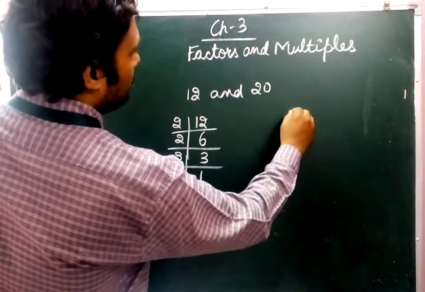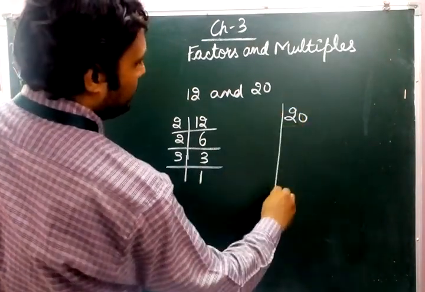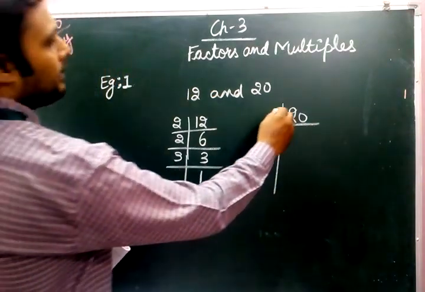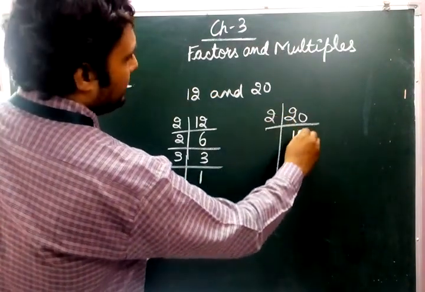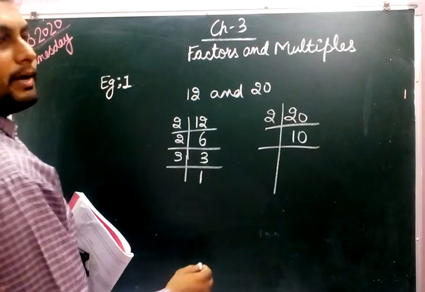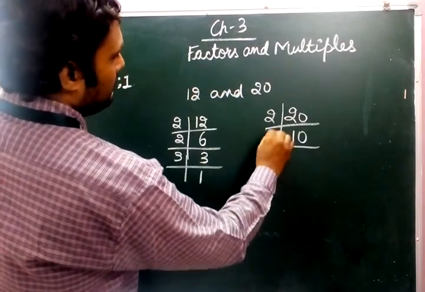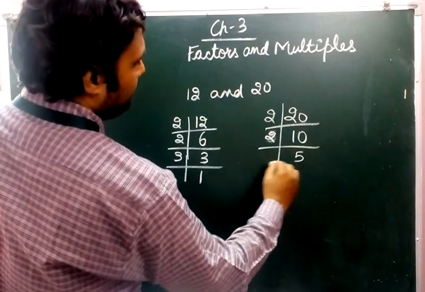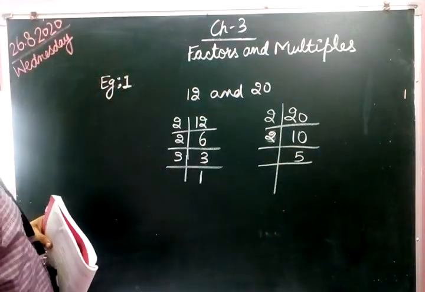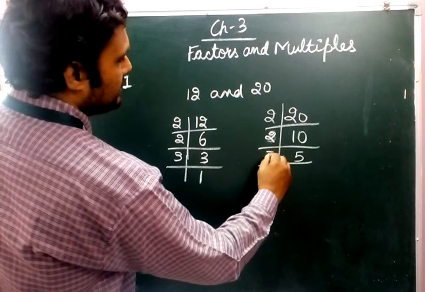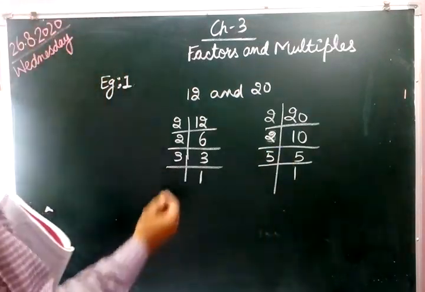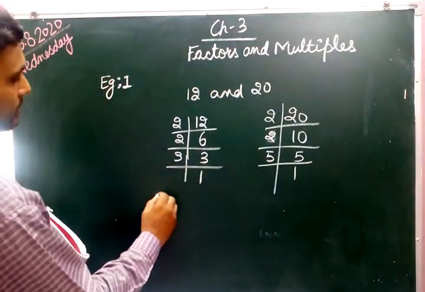Now we have another number, 20. We will find out the factors. 20 divided by 2, we got 10. 10 divided by 2, we got 5. 5 is a prime number, so it is divisible by 5 itself. The answer is 1.